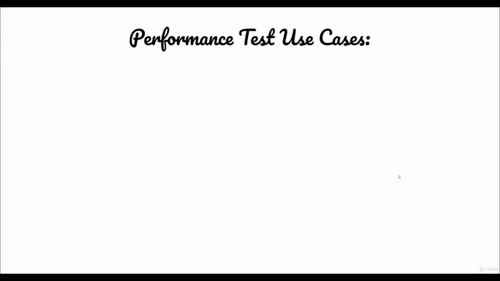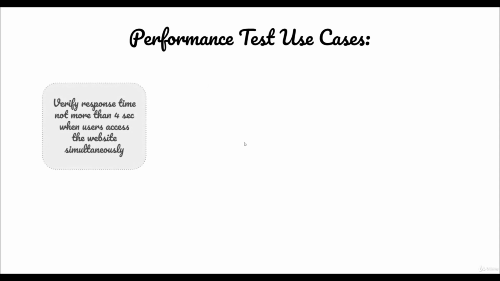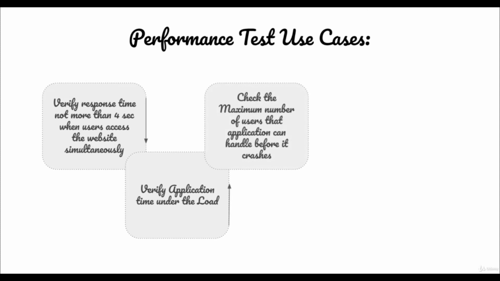Now we'll talk about the performance test use cases. The first one, or probably the example test use case that I've seen, is to verify that the response time should not be more than 4 seconds when 1,000 users access the website simultaneously. The second one is to verify the response time of an application under load, which should be within an acceptable range when the network connectivity is slow. The third one that I would like to talk about is to check the maximum number of users that the application can handle before it crashes.